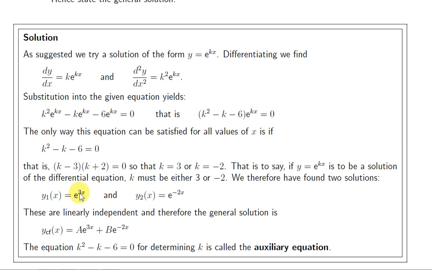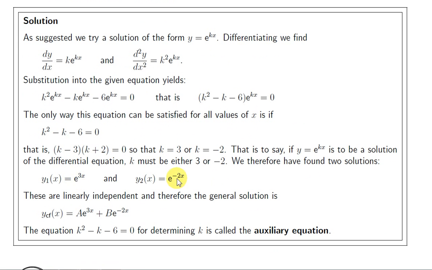So when k is 3, we get e to the 3x. When k is minus 2, we get e to the minus 2x. Now these are linearly independent. There's no way you can write e to the 3x as a constant multiple of e to the minus 2x. Simply just divide one by the other and you'll have a function of x. You won't have a constant. So we know that if the solutions are linearly independent, we can get a linear combination of the solutions to create a new solution of the differential equation.